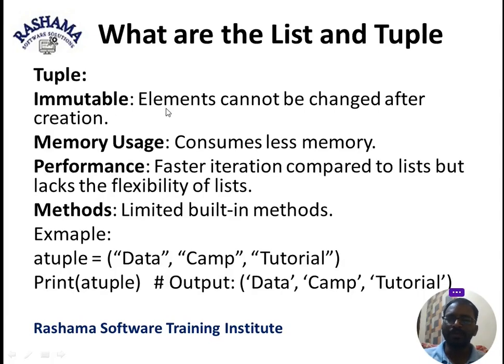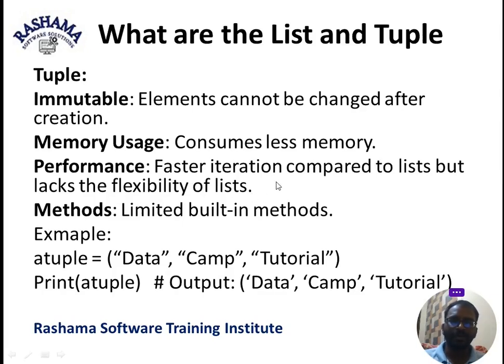Tuple is immutable. Elements cannot be changed after creation. If we create one tuple object and add data into the tuple object, after that we cannot change the values in the tuple. So the memory usage of a tuple is less, and performance-wise it has faster iteration compared to a list, but it lacks the flexibility of a list.